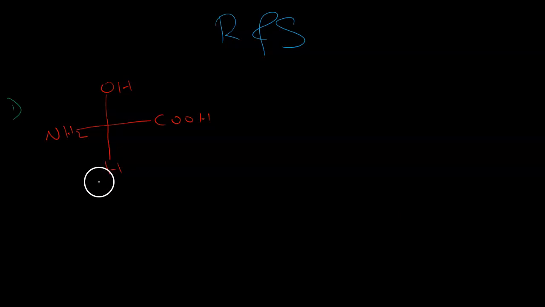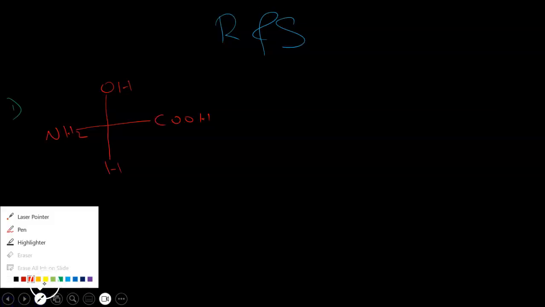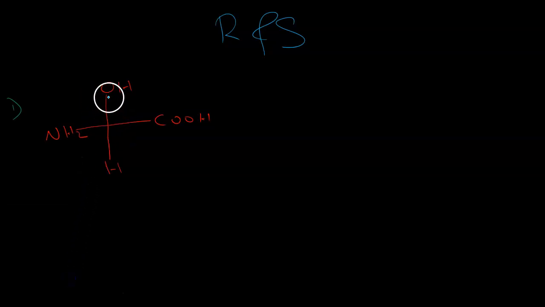We will see the first example, which is very easy to solve. As per the CIP nomenclature, or CIP rules or R/S nomenclature, here we have to apply the sequence rule. For that, we have to assign the priorities. So see the chiral center. This is a chiral center and it is linked with four different atoms. Here it has oxygen, here it has a carbon, and here it has a nitrogen.